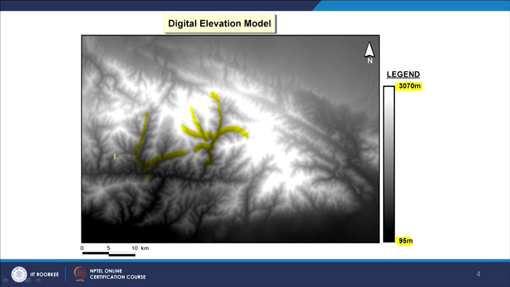So when you display like this, of course you can also bring colors as well, but generally, by default in most of the software, whenever you display a digital elevation model for the first time, it is displayed as a continuous surface, and you can see the minimum and maximum value, and it comes in gray color. So most of the time this is the scenario.